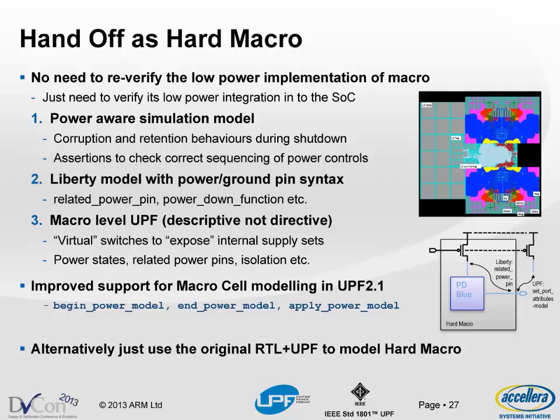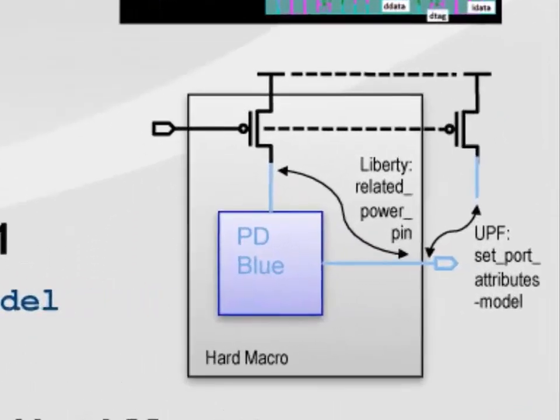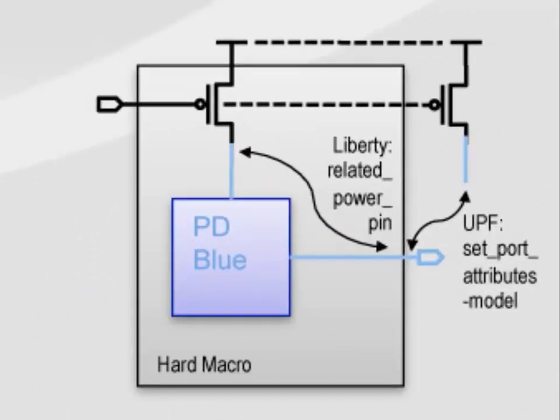And then in UPF1, we also used to have to do this trick where we created kind of macro level UPF that was descriptive and not directive. And that's what this little picture here is showing. If you had a macro with internal switching, this power supply here, as Eric was saying earlier, it's not obvious how you describe that this logic is being driven by that power supply. And in Liberty, you do related power pin. And in UPF2, you do set port attributes -model. But in UPF1, we used to have to create a kind of shadow switch that was outside the hard macro, but was describing what was inside it.